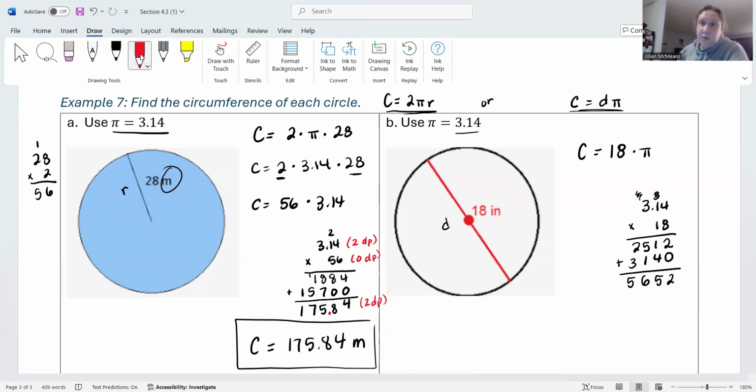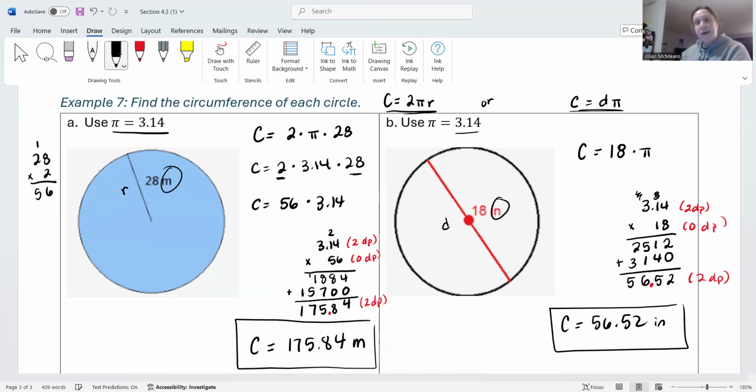And let's figure out the decimal point situation for the product. So my first factor has 2 decimal places. My second factor has 0 decimal places. That tells me my final product needs 2 plus 0, or 2 decimal places. So I get 56.52. So the circumference here is 56.52. The unit we were given for the diameter is inches, so my circumference is also in inches.